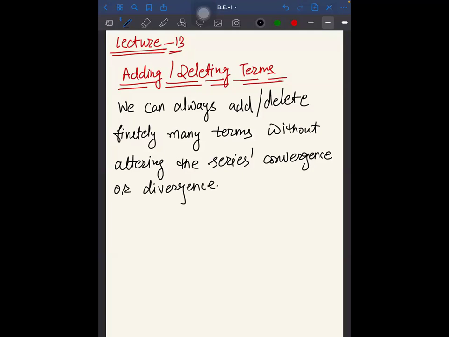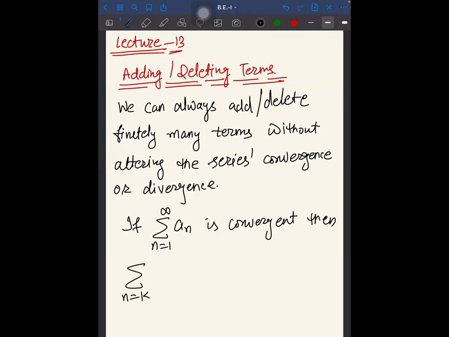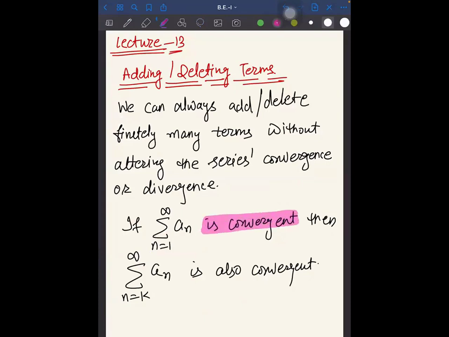Okay. So the second point I want to make is, if something is convergent, then of course, if you subtract a few terms, even then it would be convergent, right? Mathematically, I would write it as, if the summation of an is convergent, then it doesn't matter if you start from, say, k and you left k minus 1 terms, it will still remain a convergent series. Okay, that's what I pointed out, right?